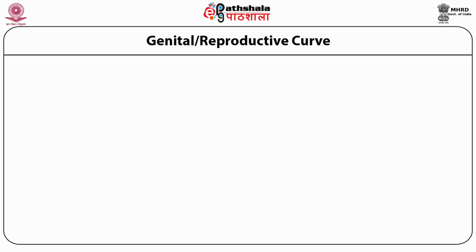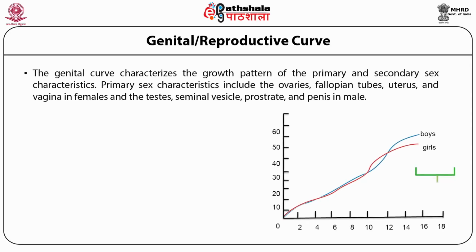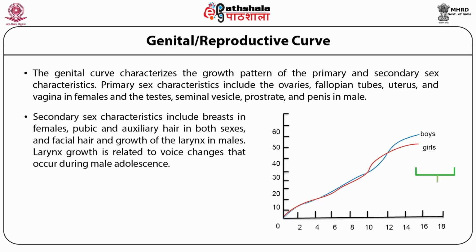Genital or reproductive curve. The genital curve characterizes the growth pattern of the primary and secondary sex characteristics. Primary sex characteristics include the ovaries, fallopian tubes, uterus and vagina in females, and the testes, seminal vesicle, prostate and penis in males. Secondary sex characteristics include breast in females, pubic and axillary hair in both the sexes, and facial hair and growth of the larynx in males.